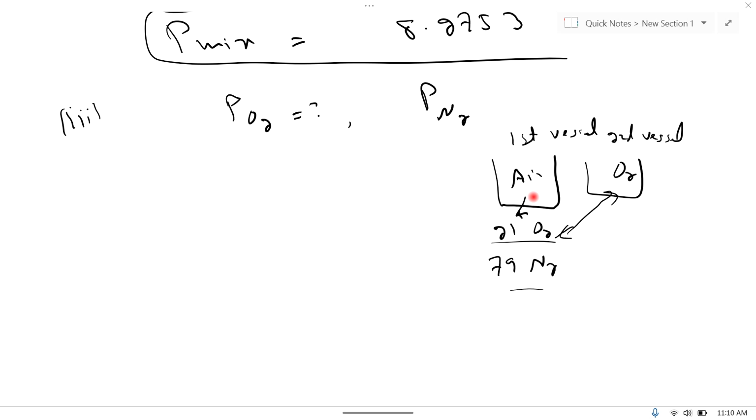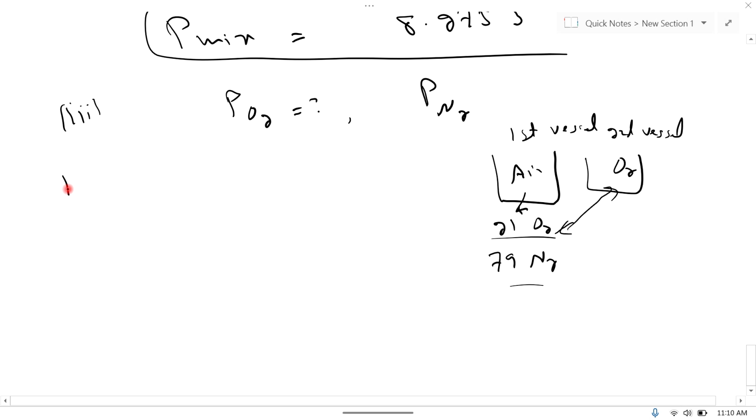So first we find the partial pressure of nitrogen. The partial pressure of nitrogen is simple, but mass is needed for this. Without mass we cannot, because the mass of nitrogen is not given to us, because there is a mixture here of oxygen and nitrogen. So first we find the mass of nitrogen and the mass of oxygen.